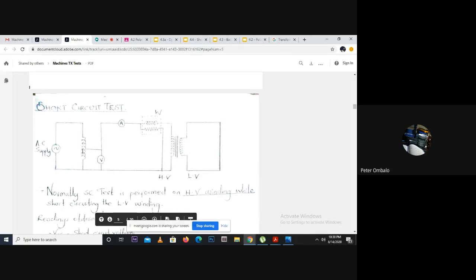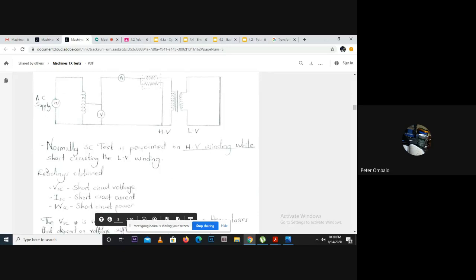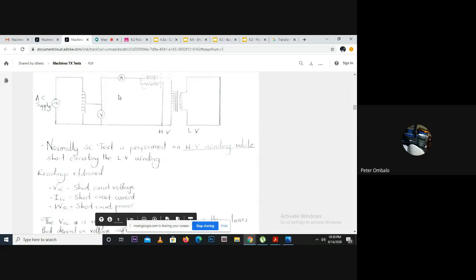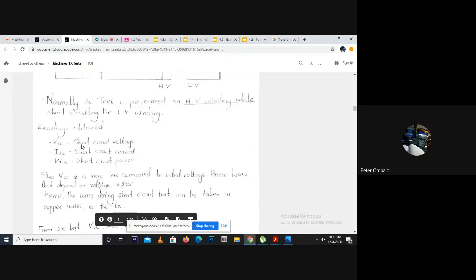So if we conduct a short circuit test on the low voltage end, the current is going to be very high, and we cannot measure those currents with the available meters. So normally the short circuit test is performed on high voltage winding while short circuiting the low voltage winding. The readings that are going to be obtained, again, we have a voltmeter, ammeter, and a wattmeter. So short circuit voltage, short circuit current, and short circuit power.